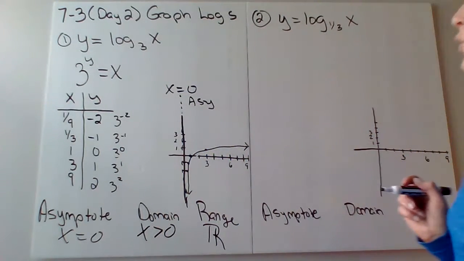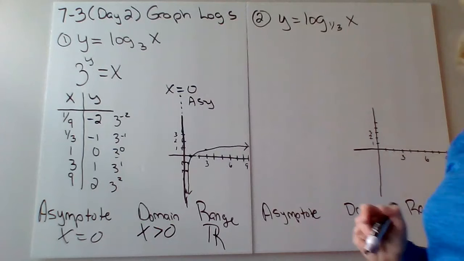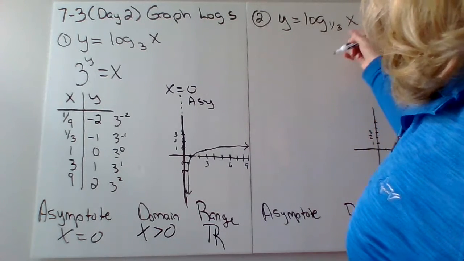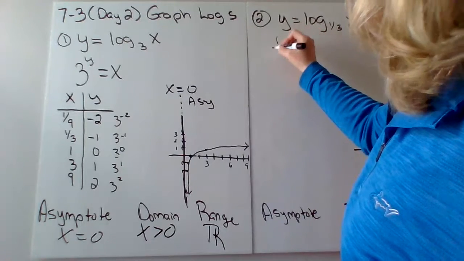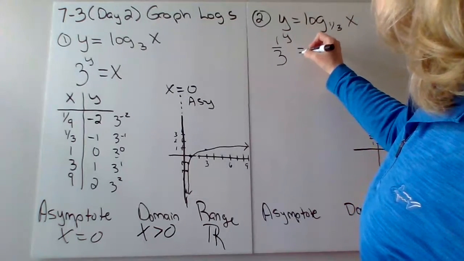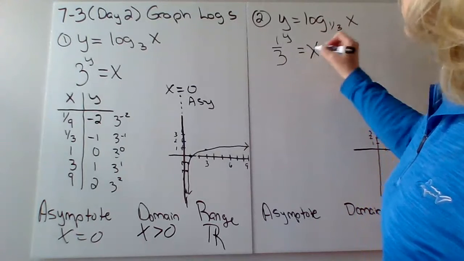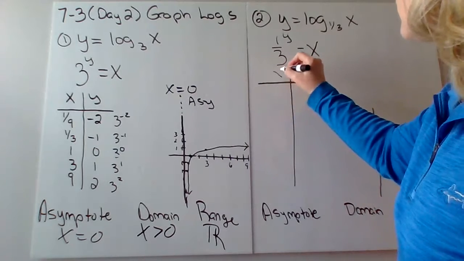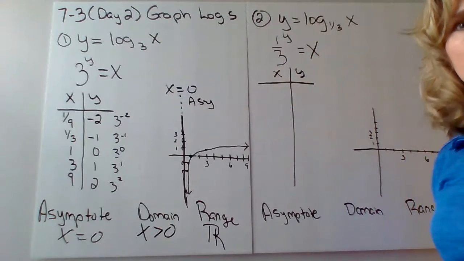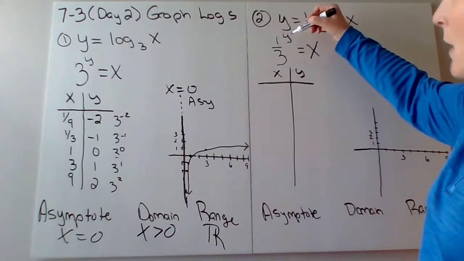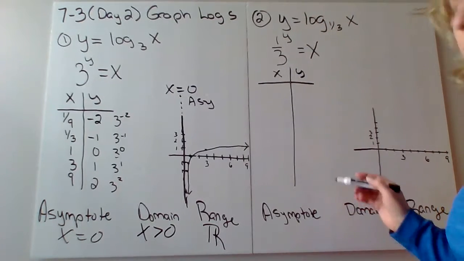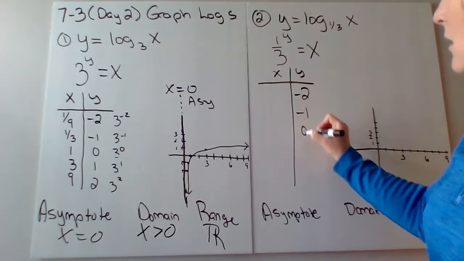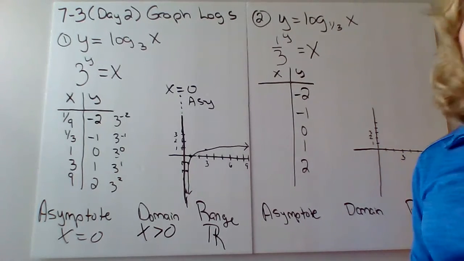Let's see what the graph looks like when the base is a fraction like 1/3. I'm going to first switch it into exponential form. When I drop and swap, I have 1/3 to the y equals x. I'm going to make my table of values. Since my y is in the exponent, I'm going to choose y values in this case. -2 to 2 will work.